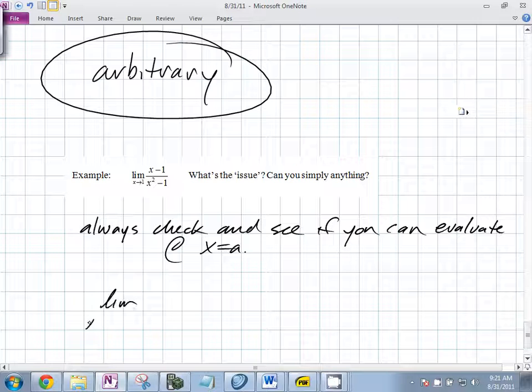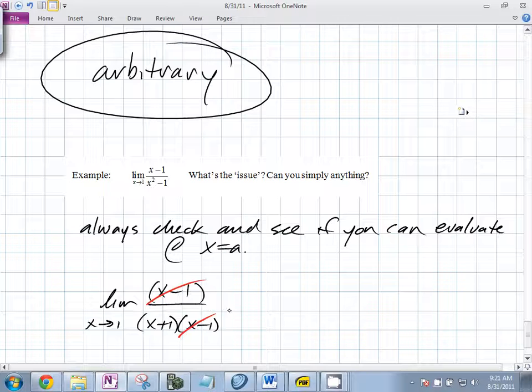So what's nice now? You can factor out and take out the removable discontinuity. In this case, this is a removable discontinuity. This is not an asymptote. So this thing actually equals this function right here. This does equal the limit as x goes to 1 of 1 over x plus 1, which is what? 1 over 2.